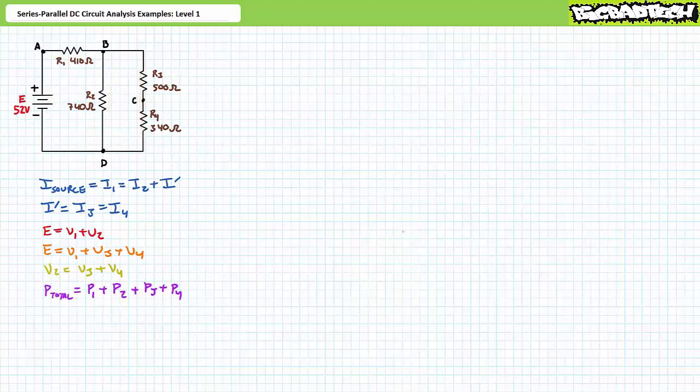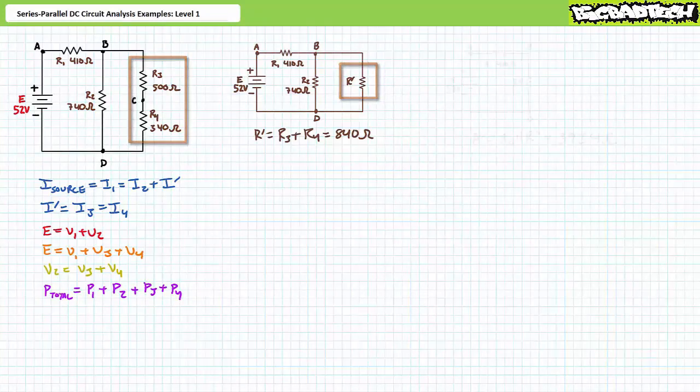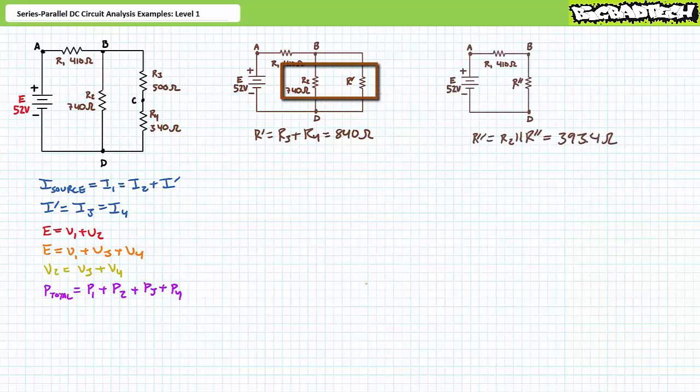Finally, power in equals power out. For the series parallel circuit, P total equals P1 plus P2 plus P3 plus P4. R3 and R4 are undoubtedly in series with one another, a simplification I'm calling R single prime, where R single prime has a value of 840 ohms. R2 and R single prime are undoubtedly in parallel with one another, a simplification I'm calling R double prime, where R double prime has a value of 393.4 ohms.